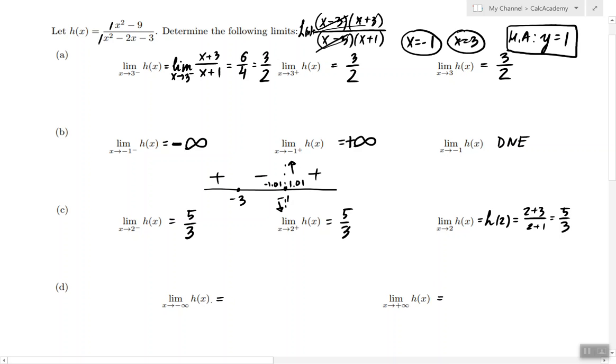Limit of the function as x goes to negative infinity is 1. Limit of the function as x goes to infinity is also 1. So this is how you find the limits of a rational function.